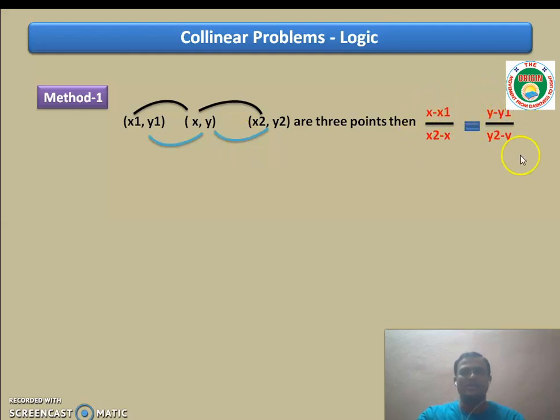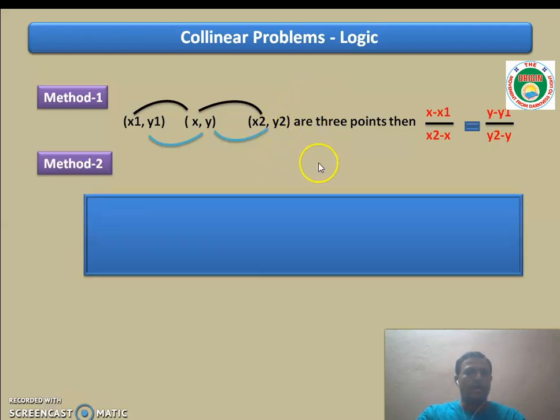If the ratio of the x coordinates and the ratio of the y coordinates are equal, then the points are said to be collinear. This is the method which you apply for objective purposes. Don't use it in the 10th standard. You should remember and write it down. You may use it in IIT or Polytechnic.